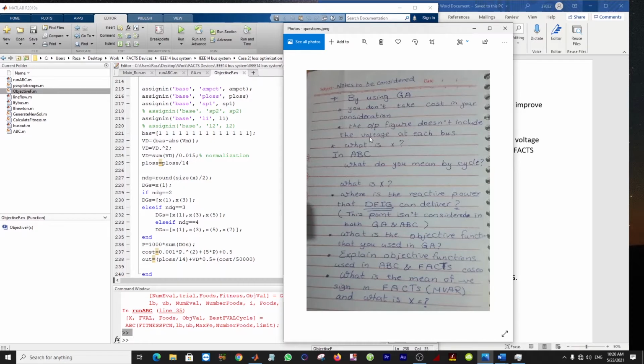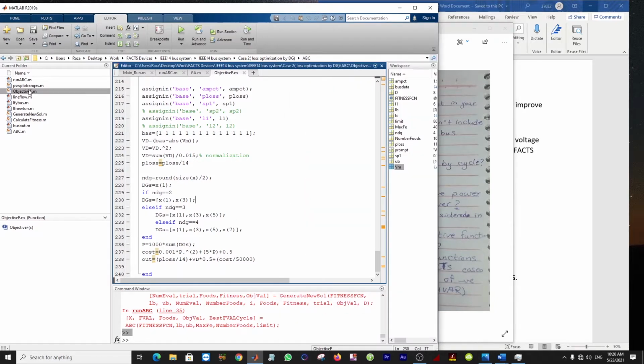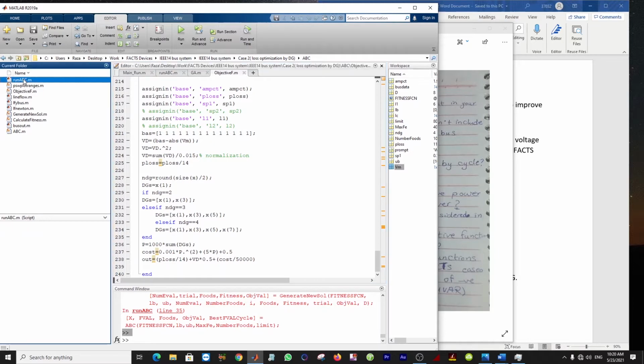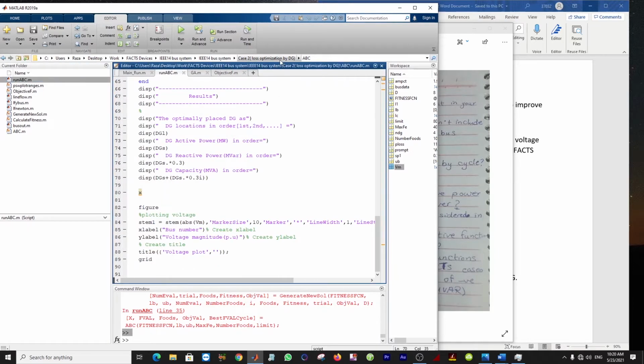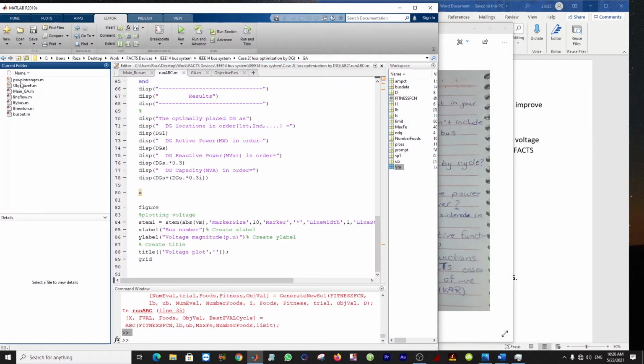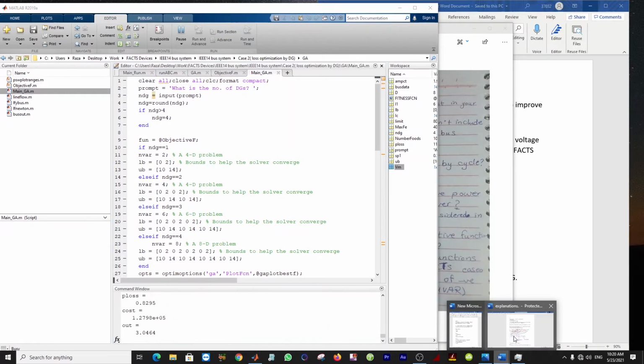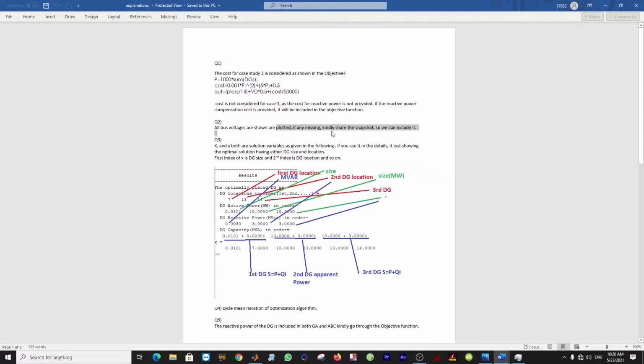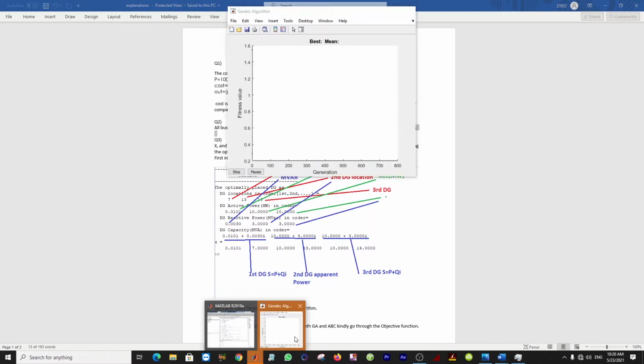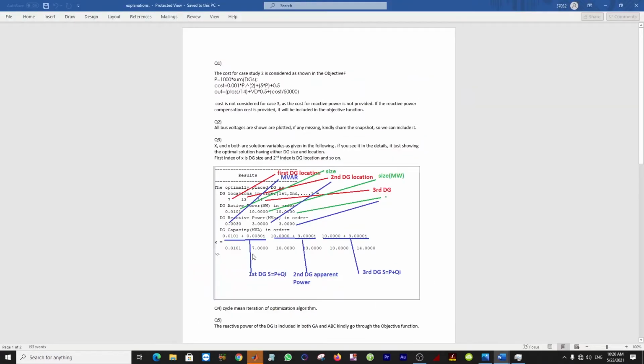The output figure does not include the voltage at each bus. That is covered actually: when the complete MATLAB code is executed, then you can see the voltage profile at each bus. So what is X? Let me run this program again. So let me now show you. So this is covered, and next. When this program is executed, we get results just like this. This figure is just for the DG case.